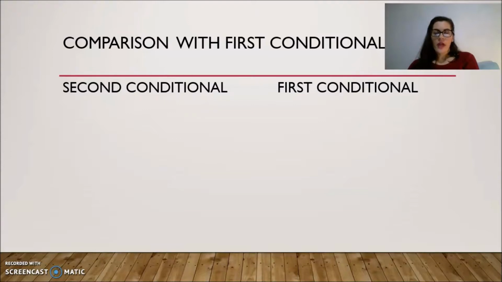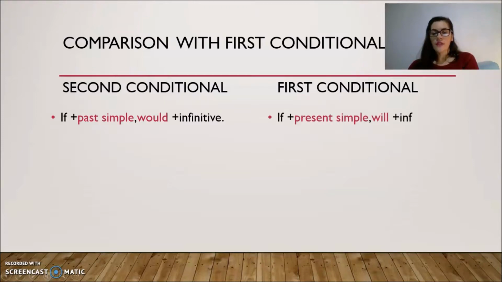I want to show you now the difference between the second conditional and the first conditional. Remember how we called our first conditional before? We call it the real conditional. So first of all, the structure is different. The structure for the second conditional looks like this: if plus past simple and would plus infinitive in our main clause. And for the first conditional, we have if plus present simple and will plus infinitive in our main clause.